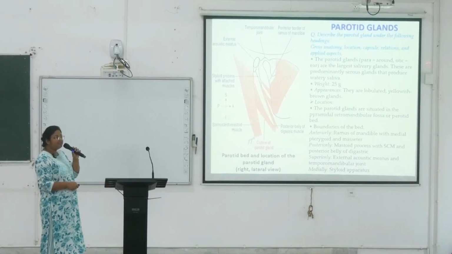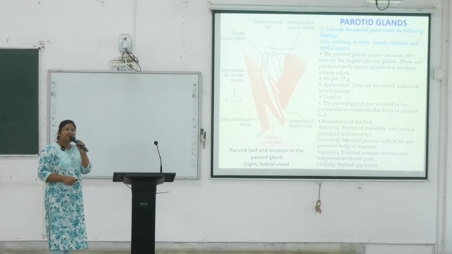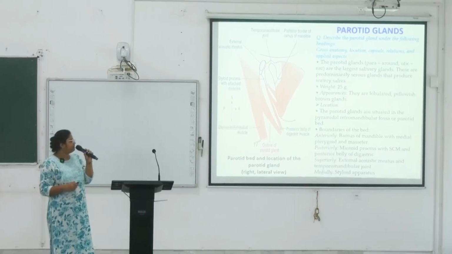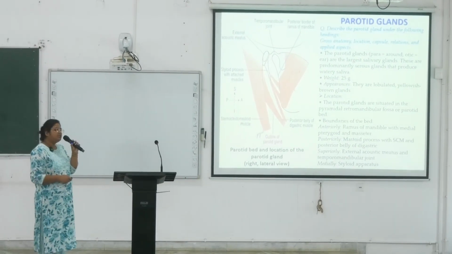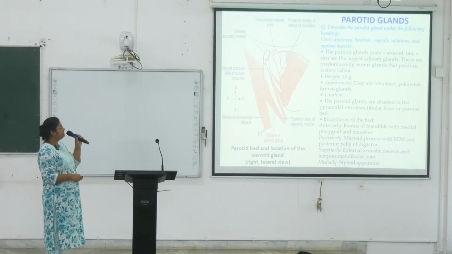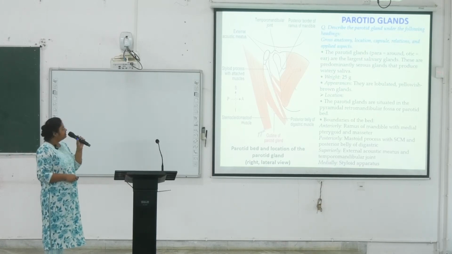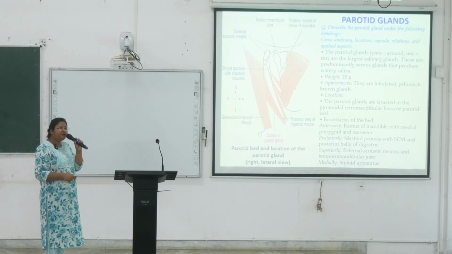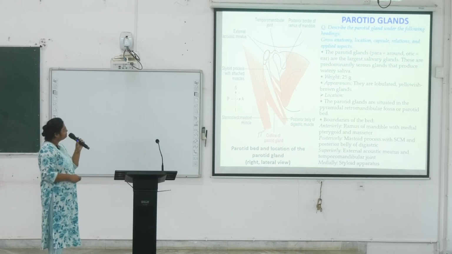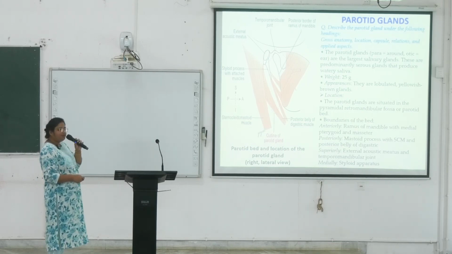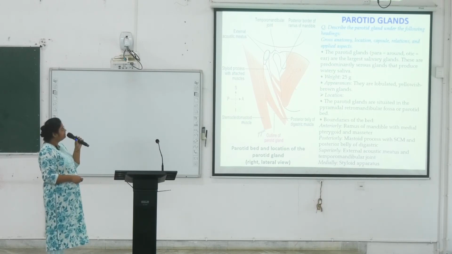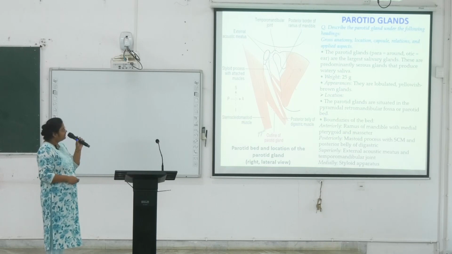It is the largest salivary gland. What are the salivary glands? Parotid gland, submandibular gland and sublingual gland. Among these, parotid is the largest. Important for your MCQs. And these are predominantly serous glands. This type is also important, mainly serous parotid for your histology. Serous glands produce watery saliva. Weight of the gland is about 25 gram. Appearance: this gland is lobulated, yellowish brown in color.